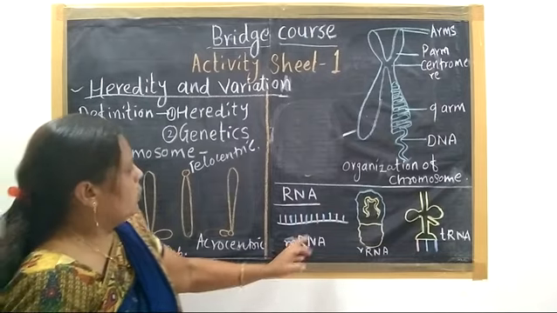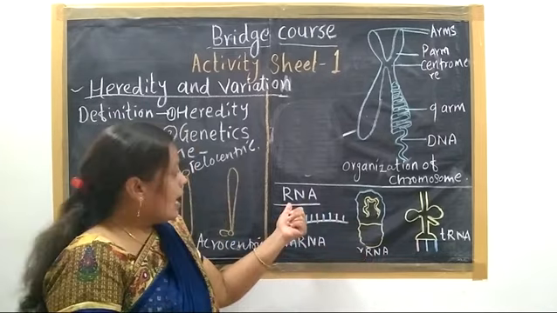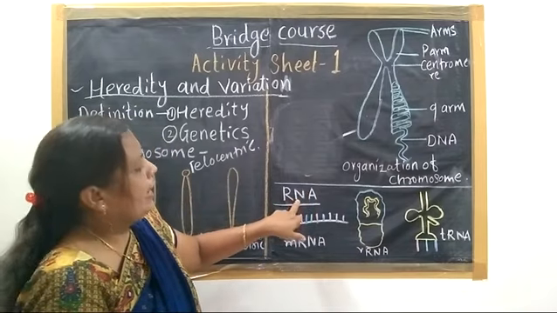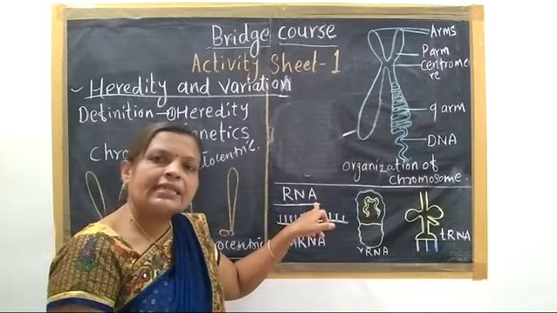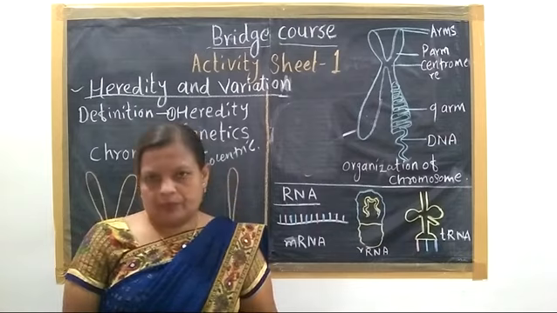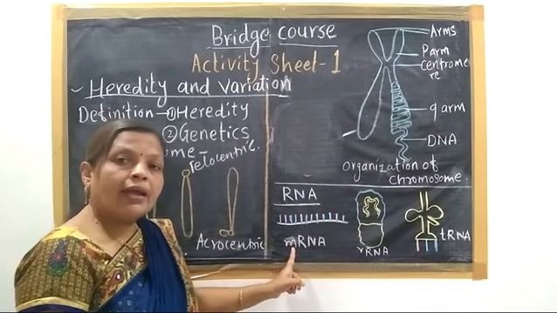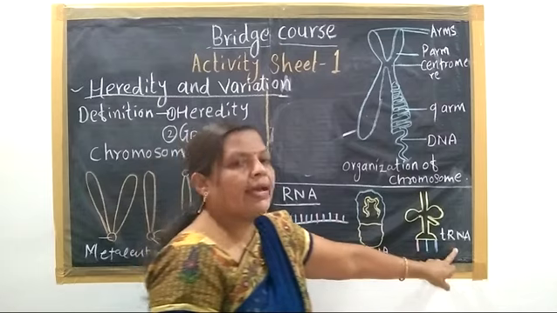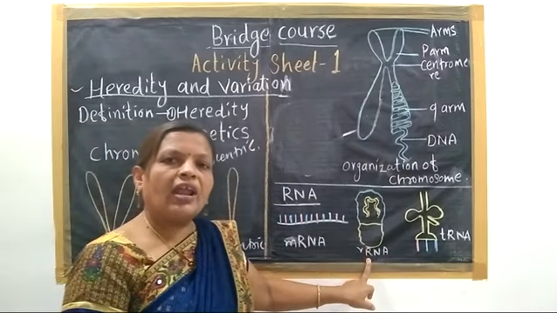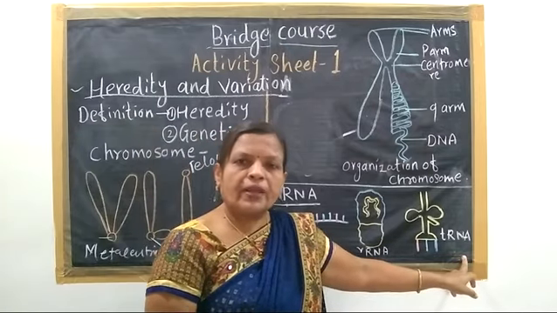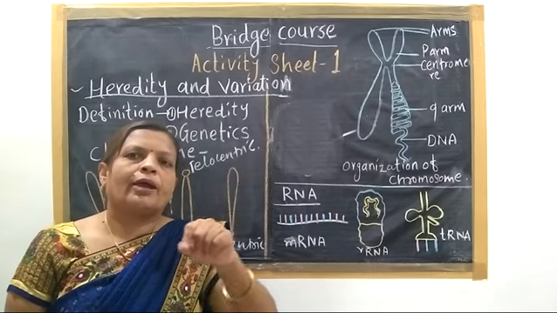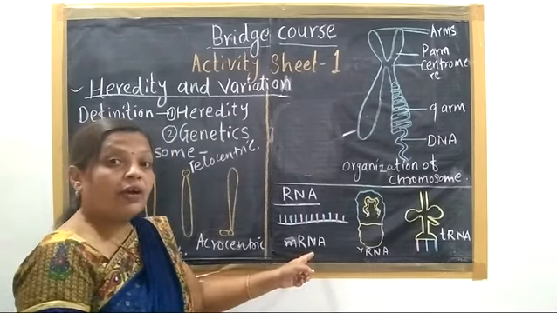Now we are moving toward the next part, that is the RNA. R stands for ribose, N for nucleic, and A for acid. Ribose nucleic acid. RNA are of 3 types: mRNA, rRNA and tRNA. M means the messenger RNA, R means the ribosomal RNA, and T means the transfer RNA. M means messenger, meaning it carries a certain message about what type of amino acids or what type of protein molecule have to be synthesized.